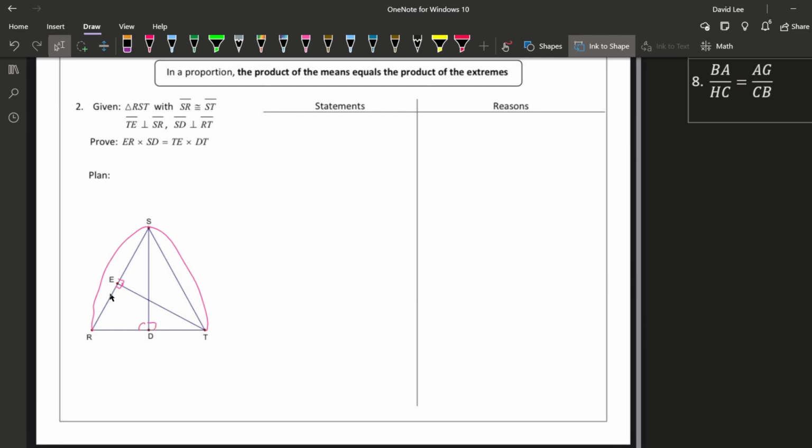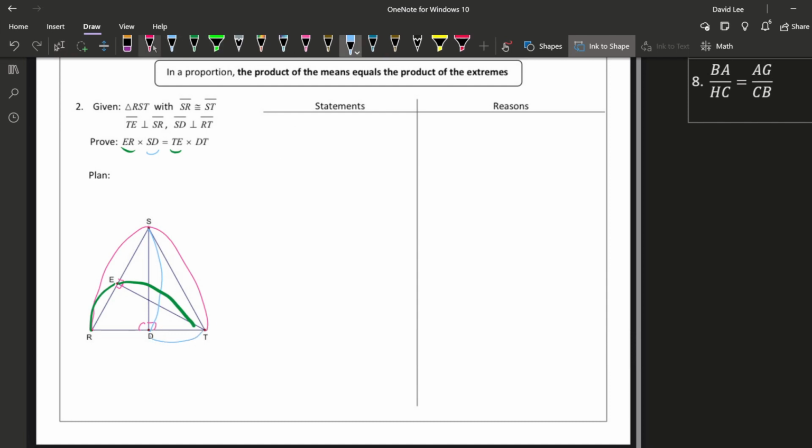ER, so here, I want to focus on this. ER is this. Times SD is this. I'll use a different color for that. SD is this. It looks the same. SD is this, and then TE. I'm going to guess TE. Yeah, so there's that triangle right there, and then times DT is this.